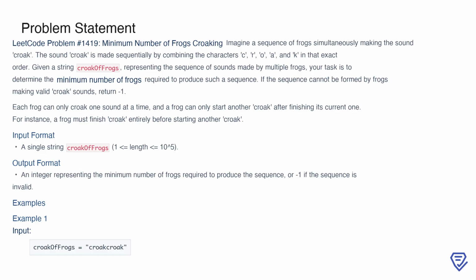For the input, we are given a single string made up of the characters C, R, O, and K, with a length ranging from 1 to 100,000. The output is an integer representing the minimum number of frogs required or -1 if the sequence is invalid. Let's now explore some examples to better understand the problem.